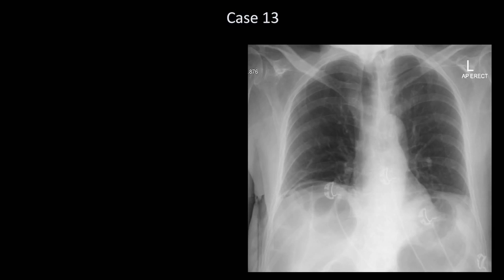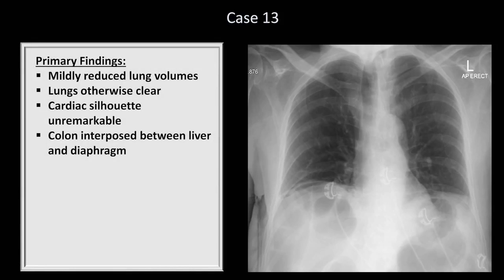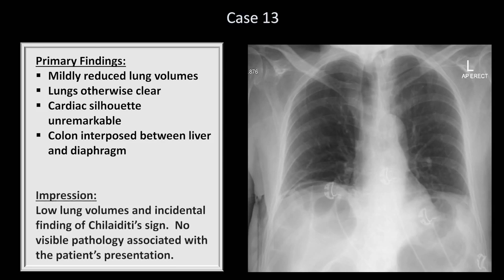It's usually asymptomatic and just an incidental finding, but a minority of patients with it can develop abdominal pain and colonic obstruction, in which case it is known as Chilaiditi syndrome. So in summary, the primary findings are mildly reduced lung volumes, with otherwise clear lungs and an unremarkable cardiac silhouette, and with the colon interposed between the liver and the diaphragm. The overall impression would be low lung volumes and an incidental finding of Chilaiditi sign.